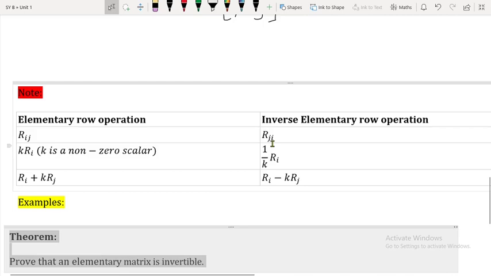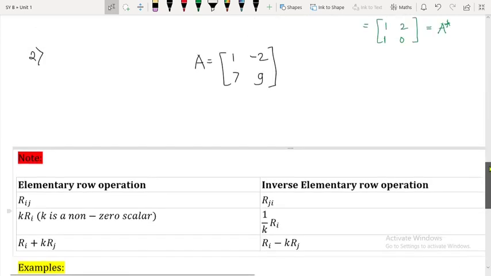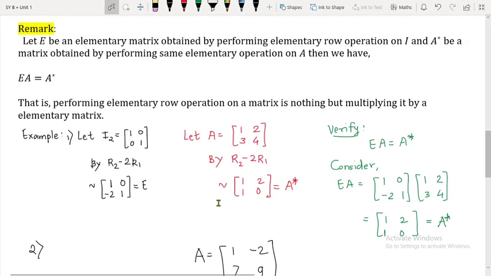Okay, now what is an inverse elementary row operation? In short I will explain. See here, on A which operation have we performed? On A we have performed R2 minus twice R1 and we got this A star matrix. Now the question is, after performing which operation on A star will you get A back?